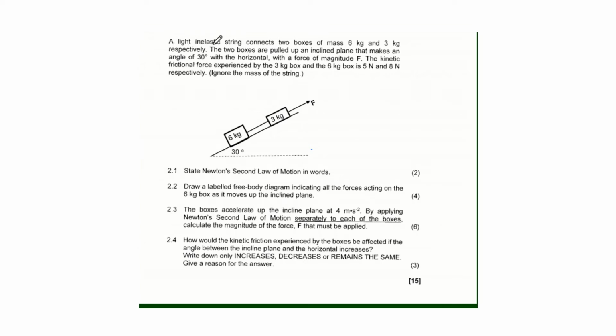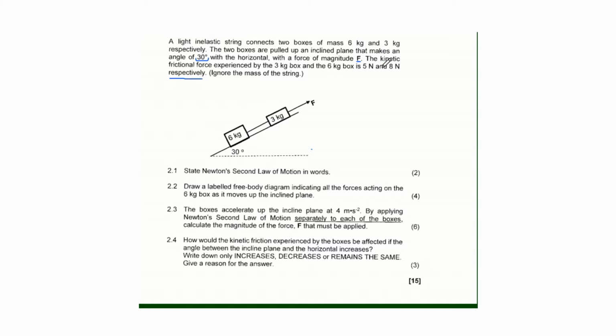A light inelastic string connects two boxes of mass 6 kg and 3 kg respectively. The two boxes are pulled up an inclined plane that makes an angle of 30 degrees with the horizontal, with a force of magnitude F. The kinetic frictional force experienced by 3 kg box and 6 kg box is 5 Newton and 8 Newton respectively.